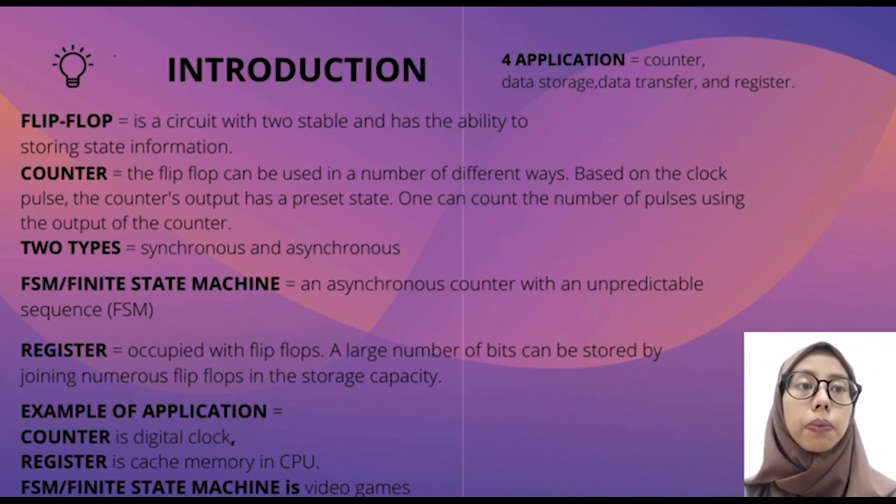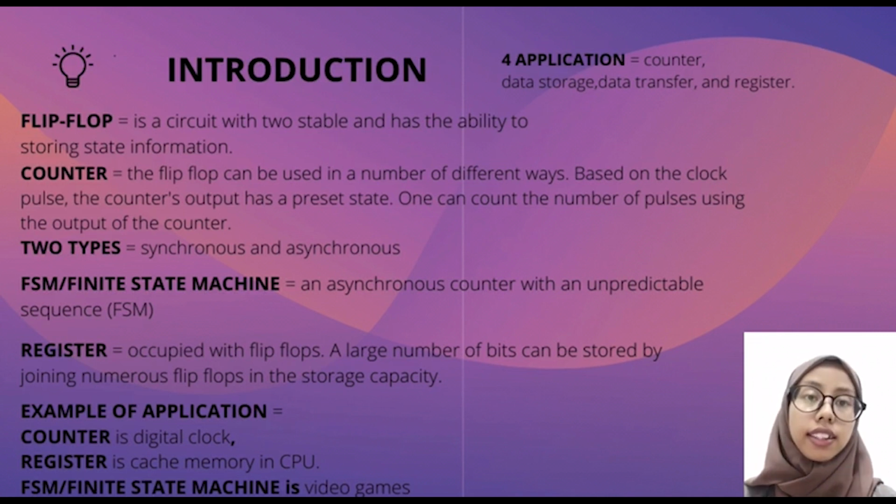A latch employs a single trigger to store an unlimited quantity of bits, while a flip-flop only accepts one bit of data. To prevent misinterpretation, the words edge trigger can refer to flip-flop, while level trigger refers to latch. And there are four applications of flip-flop: counter, data storage, data transfer, and register.